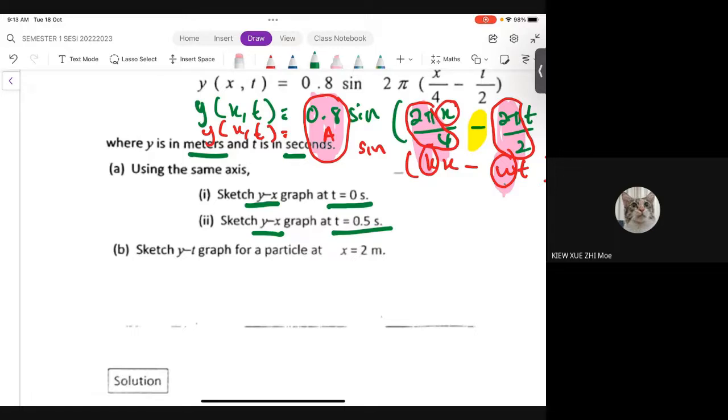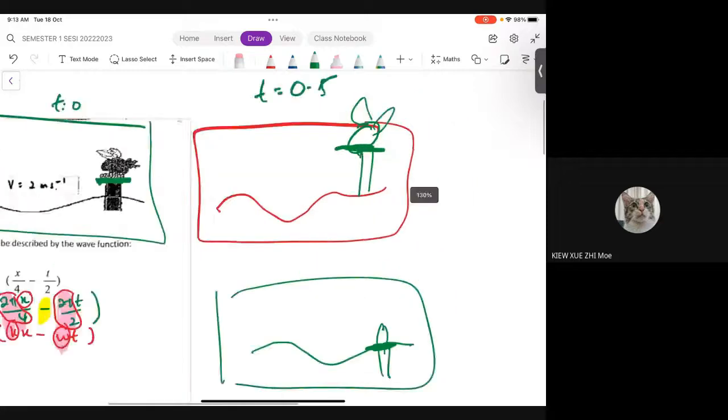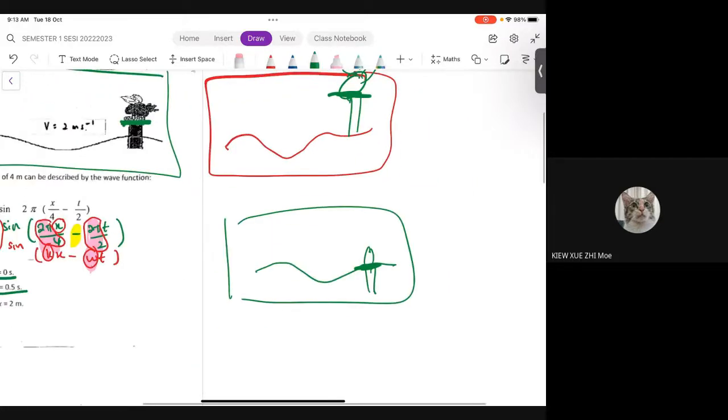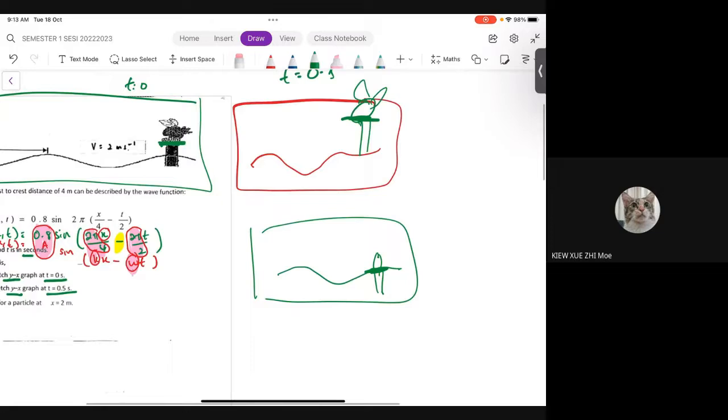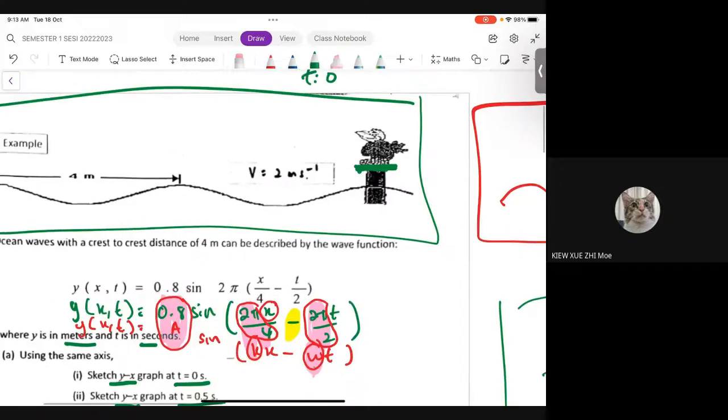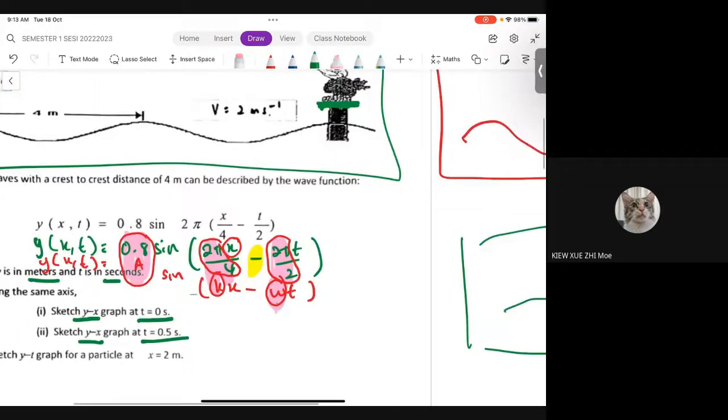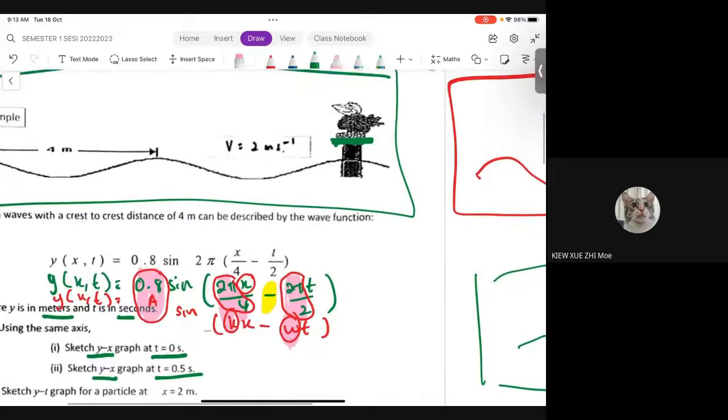Because when we're talking about x, we are talking about the particle. Particle ni bergerak macam mana. Kita bukan cerita pasal wave tau. When we talking about x, actually we are focusing on the particle. So saya tengah fokus dekat bird ni lah. Okay, masa t0 saya tak tahu bird tu duduk mana. Saya tak tahu sama ada dia duduk kat equilibrium atau dia duduk kat maximum. I don't know. Okay, when t is 0.5, I also don't know.